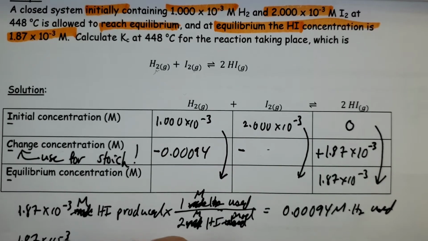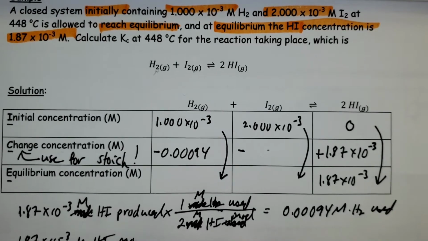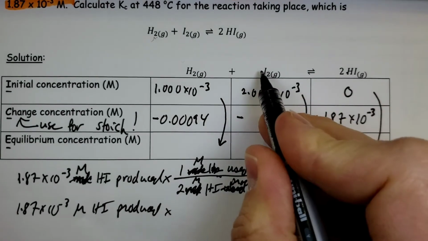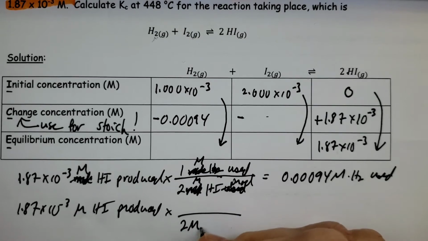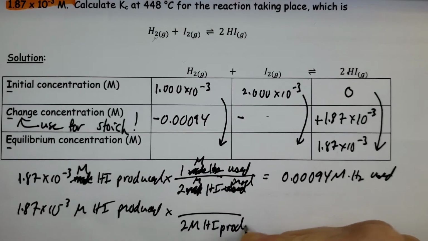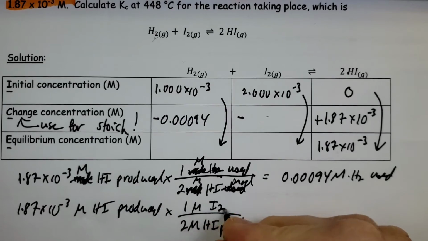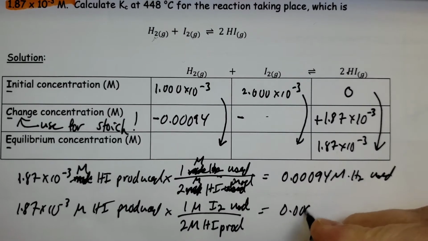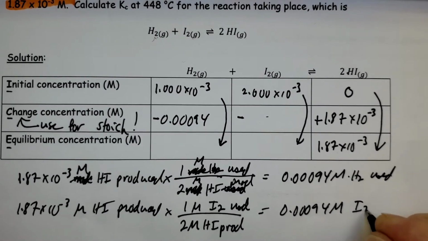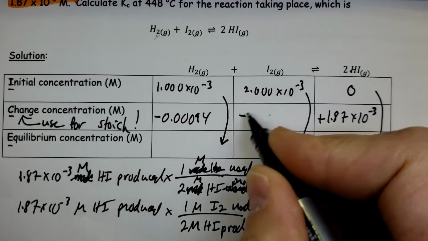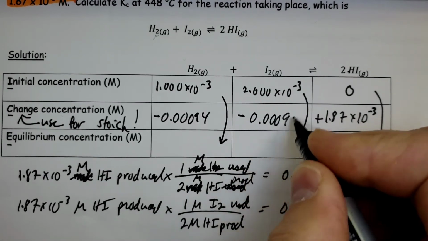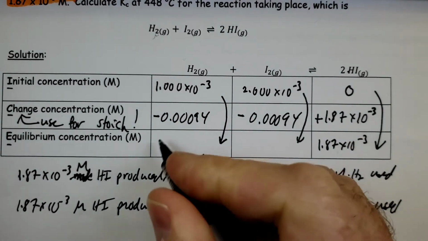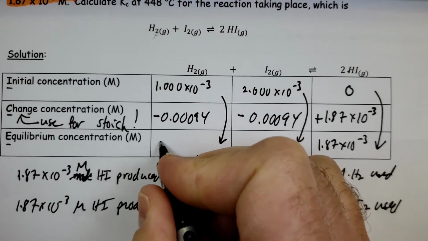And do the same thing to figure out this: 1.87 times 10 to the minus 3 molar of HI produced. And for every 2 that gets made, 1 I2 gets used up. For every 2 molar of HI produced, 1 molar I2 used. So again, half, so it's going to be the same number here. So I start off with this, but I used up this to make HI. So what's left over, just simply take the initial minus that amount.